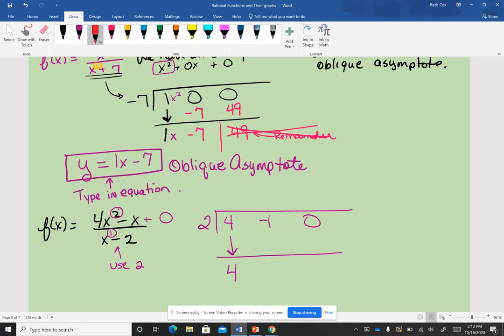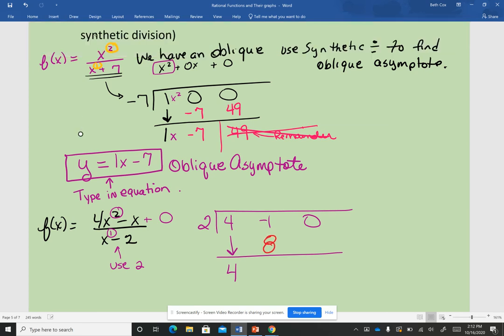So I'm going to bring down my 4. And then 2 times 4 is 8. Negative 1 plus 8 is 7. 2 times 7 is 14. 14. That's the remainder. I don't need it. Remember, this is going to be an x. So my answer is y equals 4x plus 7. And again, that's in the form y equals mx plus b. And that is the equation.